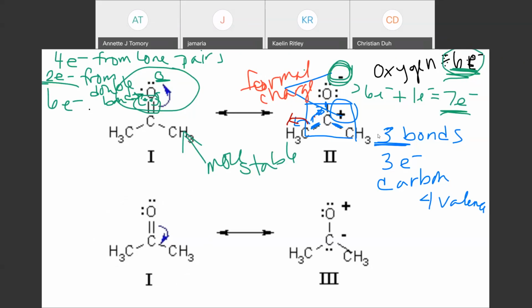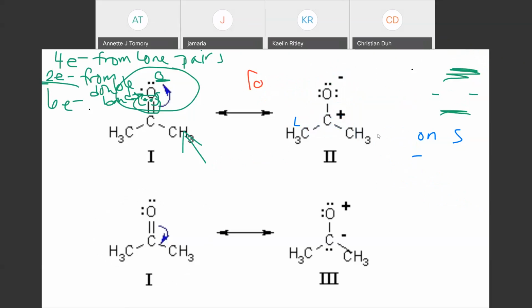I'm going to do the exact same process on the bottom here so we can compare it. So hopefully when we go through it a second time, it'll make a little bit more sense.